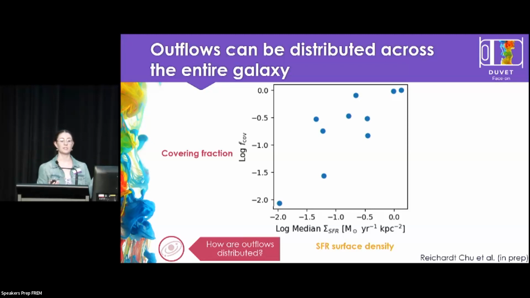But we don't just want a two-dimensional view of how outflows work. We want to start studying them in a three-dimensional way.